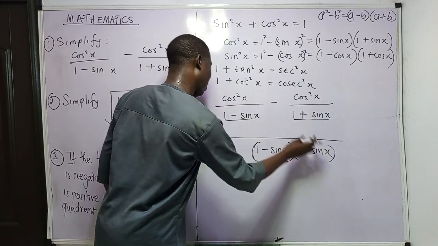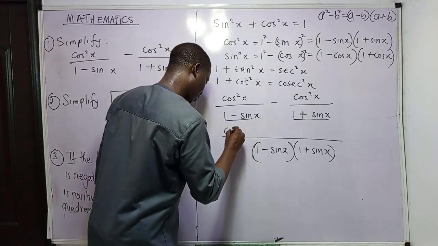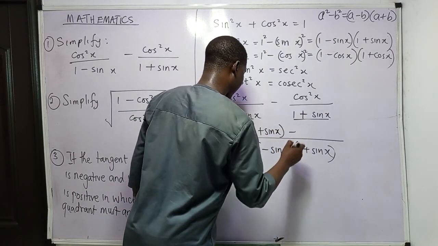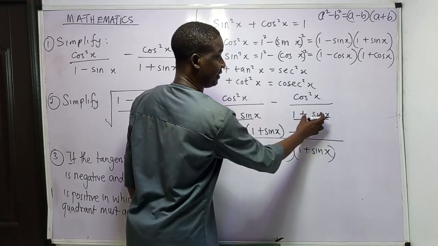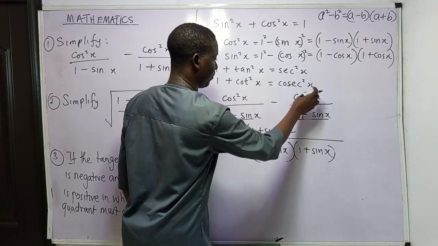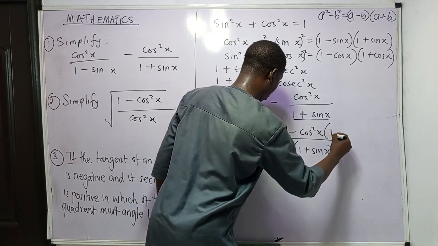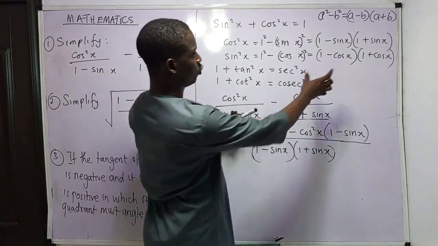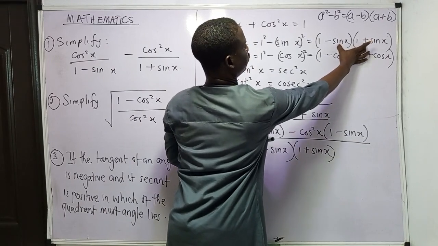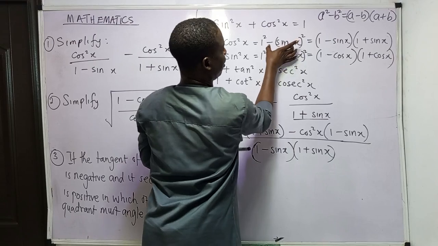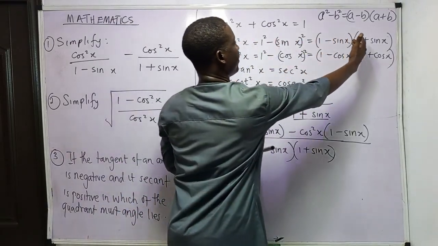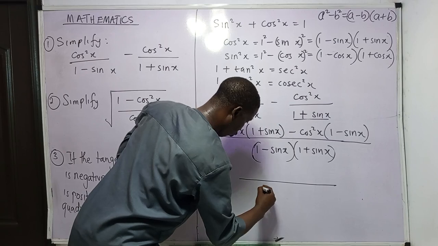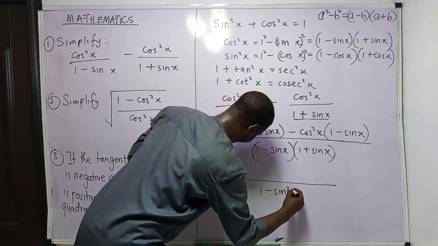1 plus sine x multiplied by this one would have cos square x into 1 plus sine x, minus. Then this divided by this, I would have 1 minus sine x, then multiplied by this, I would have cos square x into 1 minus sine x. Now, if you check the above analysis I made, you will discover that the combination of these two can give us this, and it can also refer to this. So it's just like we are moving backward. This combination is equivalent to 1 minus sine square x.